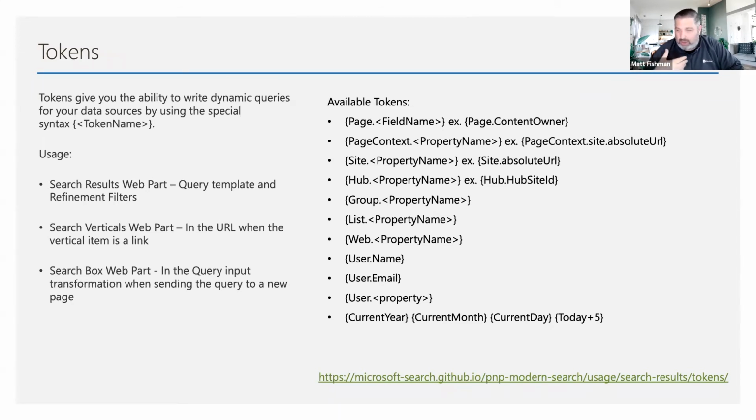Another example, maybe on a department page on an intranet site, you want to display all of the people that work in that department. So you can actually create a query that says department, and then take the title of the page and pass that into the query, and it would only show you the users that have the department equal to the title of the page.